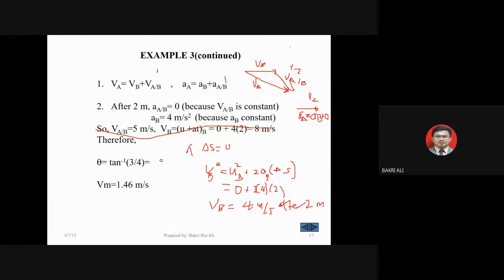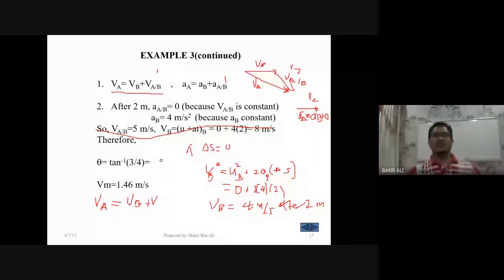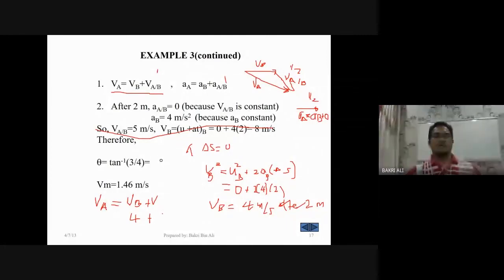The actual velocity of A is given by VA equal to VB plus VA/B. So using this equation, we just put in the values. VB is 4, VA/B is still 5. Make sure this is in terms of a vector: this is 4 and this is 5. So this is the value of VA. 4 squared plus 5 squared gives the magnitude, 6 point something.